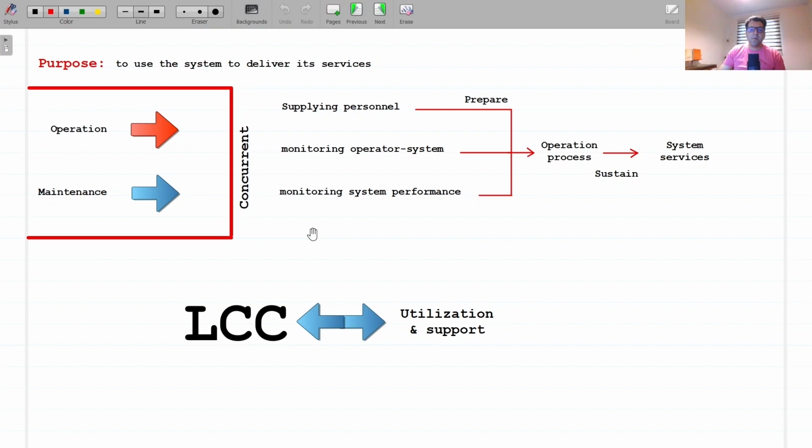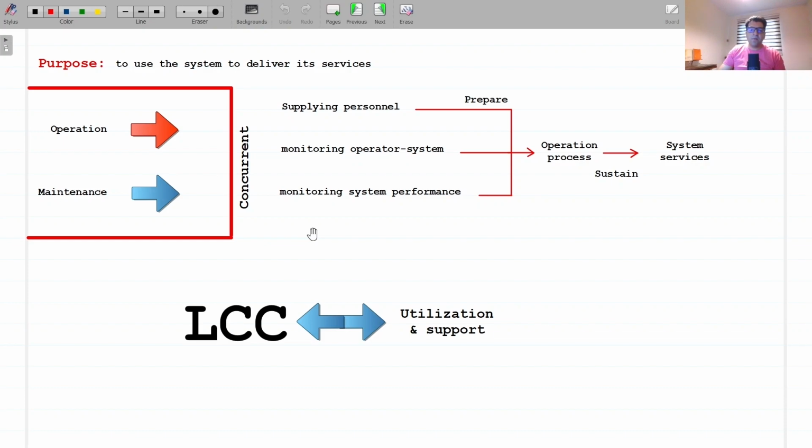When the system replaces an existing system, it may be necessary to manage the migration between systems such that persistent stakeholders do not experience a breakdown in services. The utilization and support stages of a system usually account for the largest portion of the total LCC.